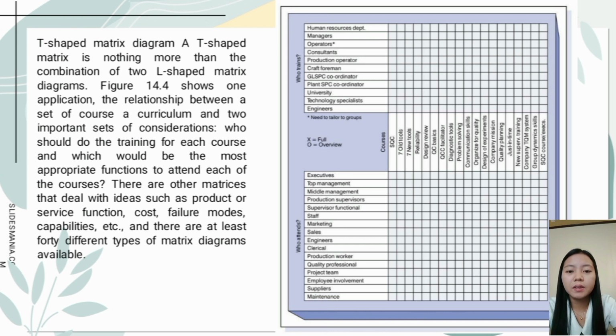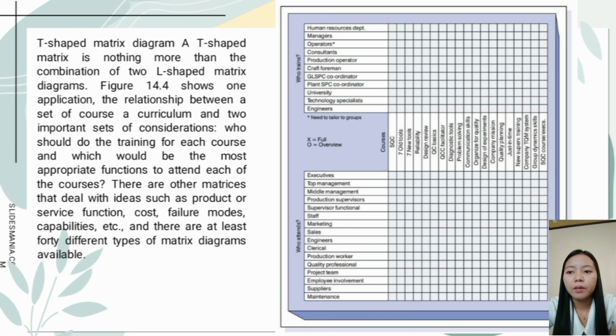Next to the matrix diagram is the T-shape. Kung kanina may L-shape, dito naman may T-shape. So, T-shape matrix diagram, a T-shape matrix is nothing more than the combination of two L-shaped matrix diagrams.